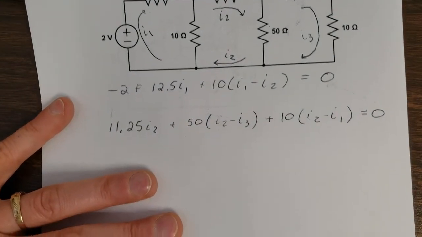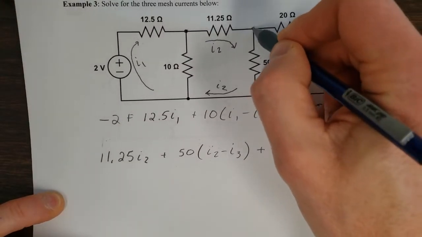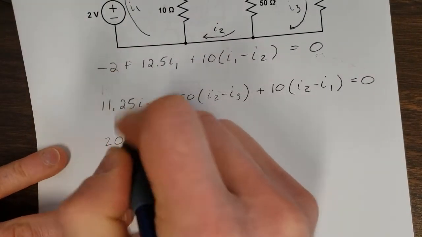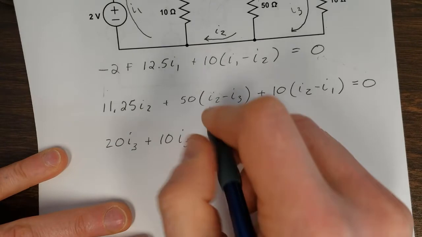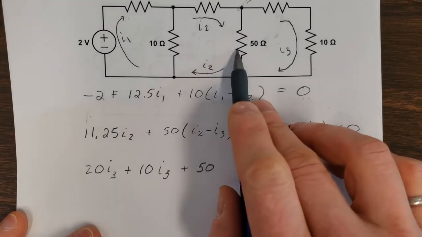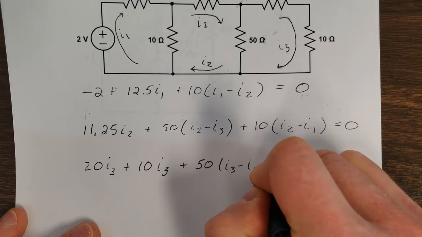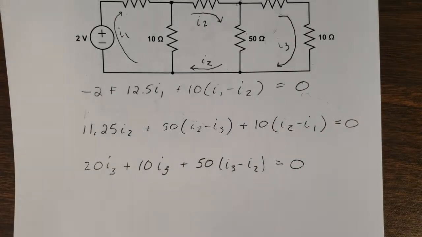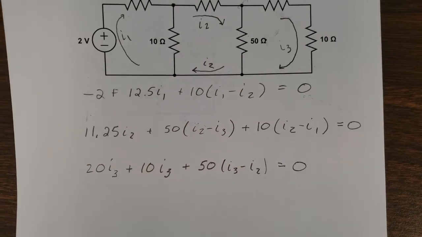Okay, and then finally we have the last. We'll start up here and move around. So we've got the 20 times I3 plus the 10 times I3 plus the 50. The 50 is shared, and it's I3 minus I2, and that's equal to 0. Okay, so we've got our equations. Hopefully they're written correctly. Now we have to do algebraic manipulation.